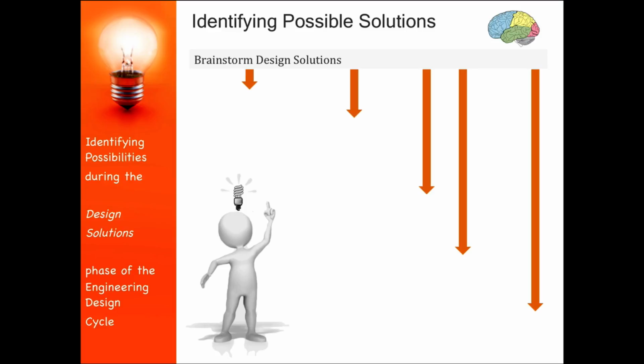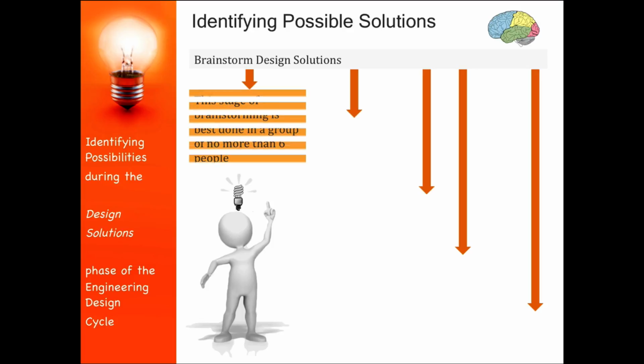Now that we've fed our brains, nuggets, and ideas, it's time to move on to brainstorming for solutions to our design problem. This time, we are likely to brainstorm as part of a team, preferably with no more than 6 people at the table at once, to allow ample time and space for all voices to be heard.